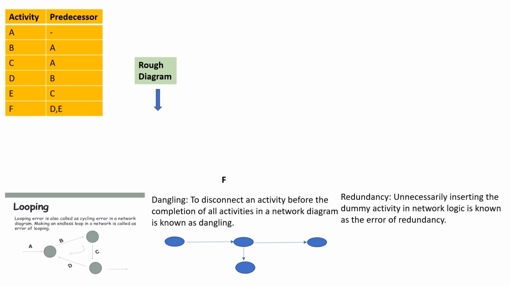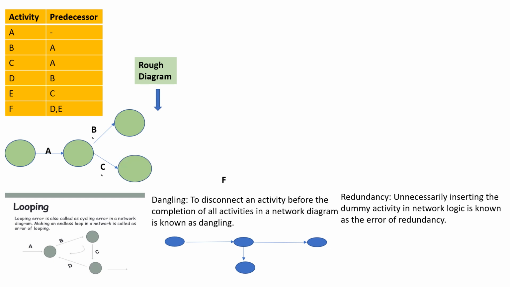Let us look at another problem. Here in the table, we have some activities from A to F and their predecessors. The first thing we do is draw a rough diagram. So we have the starting node. Activity A has no predecessor, so activity A is the first activity of the network. Activity B's predecessor is A, so here we have B. Activity C's predecessor is also A, so here we have C.